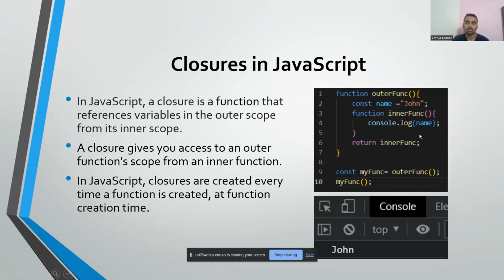Let's look at an example. Here's an outer function and here's an inner function. The inner function acts as a closure here as it accesses the outside variable that is console logged in it, and we return the inner function. Here I've stored the instance of the outer function in myFunc, and I call it, and it returns John basically as it should.